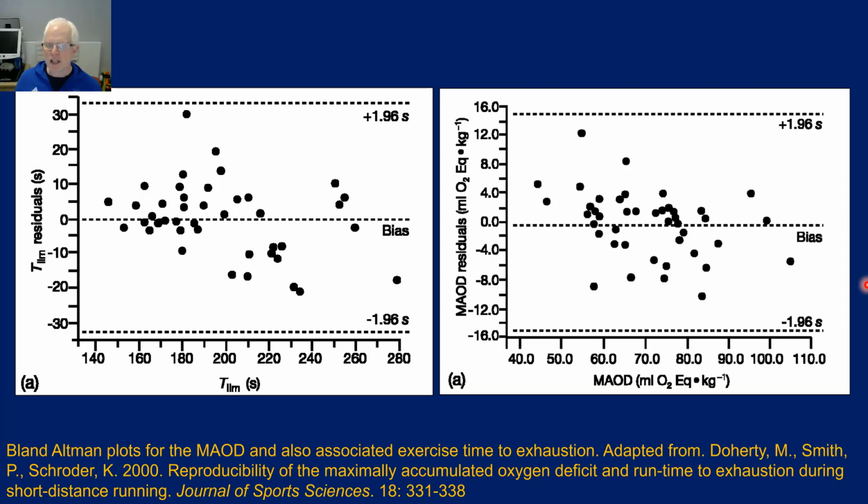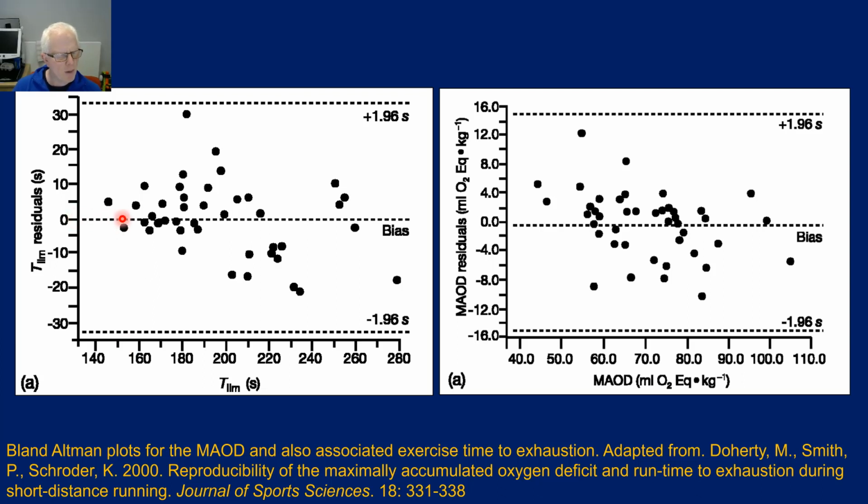So what they've done here is they've done the MAOD twice in a group of participants. Now this is using limits of agreement. Now there's two fundamental points here. Remember that with limits of agreement, you have the x-axis, which is the mean across two trials. And in this case, it's the mean time across two trials for each participant. And on the y-axis, you have the difference in time between the two trials. So each of these points represents an association between the mean and the difference between those two trials.